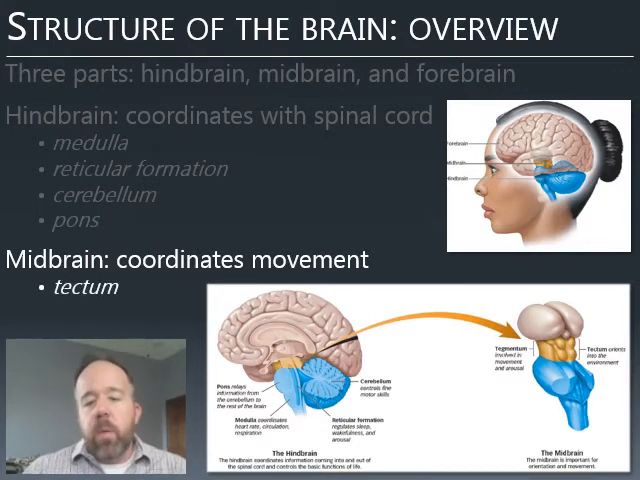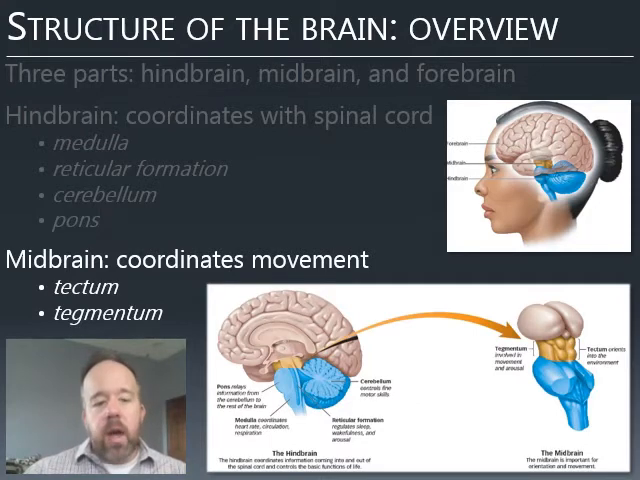So you have one part called the tectum, and the tectum has some subparts we're not going to worry about. But what these parts do is allow you to orient to the environment. So if there is a flash of light, the tectum helps you orient your eyes toward it. If there's a loud sound, the tectum helps you orient your head to where you can look at where the sound came from. And so the tectum really connects environmental stimuli to their locations in space and helps the body move to orient to those stimuli.